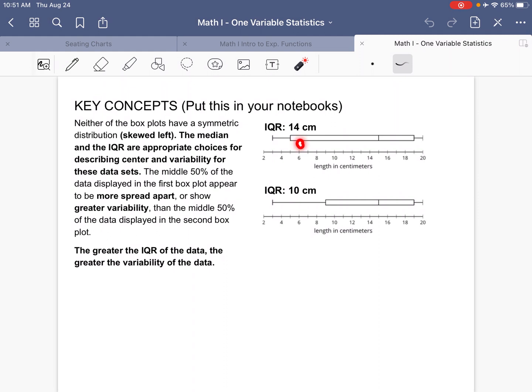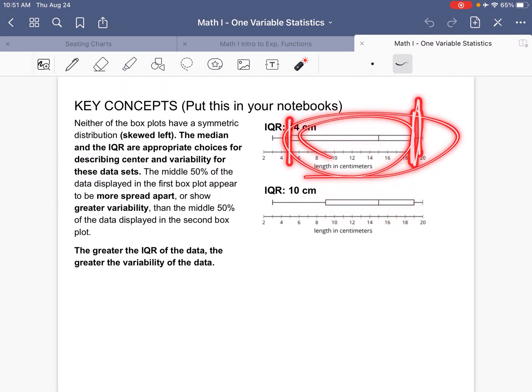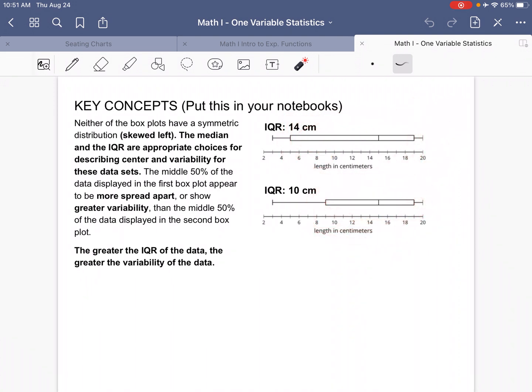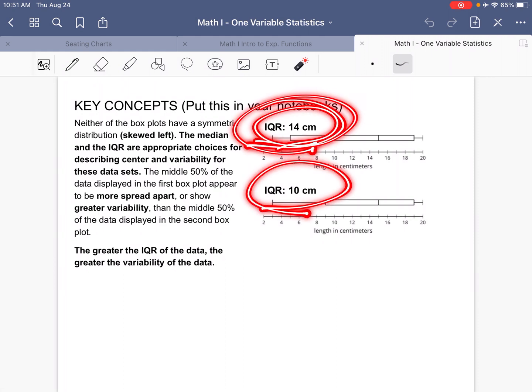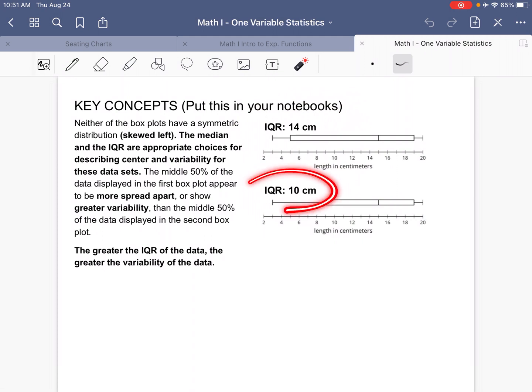Now, when we look at this middle box right here, this represents 50% of the data, and this box represents 50% of the data. Half of the data points for this first one are far more spread out than for the second one. And we can see that in the IQR. The IQR over here is 14, down here it's 10. We expect more variability for the first one than the second one. And again, we can see that by the width of these boxes. We don't even need to know exactly what the number is for the IQR. We can just look at the box and see that one box is wider than the other and say that there's more variability.